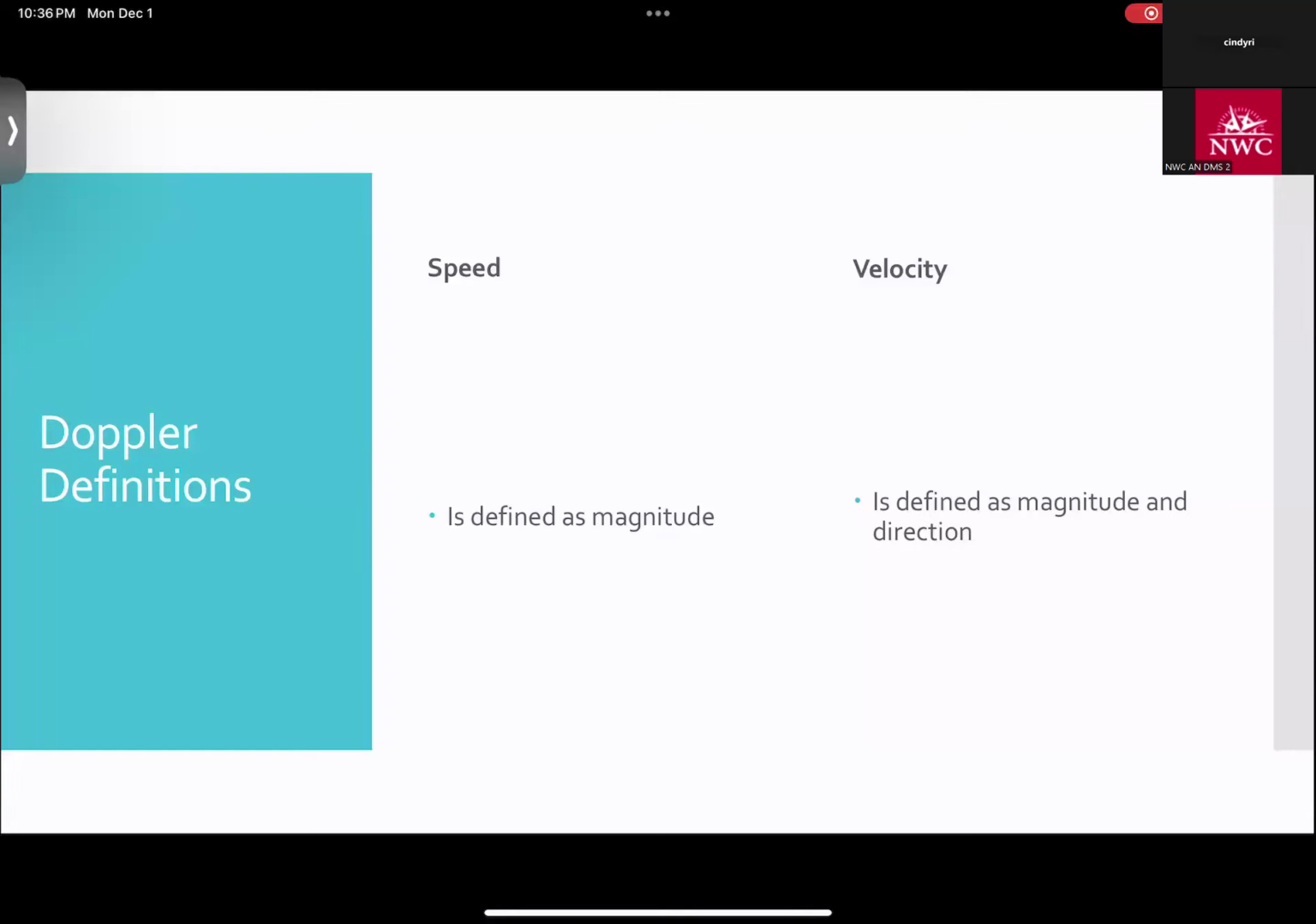One of the SPI questions is just making sure that you understand the difference in definition between speed and velocity. Speed is defined as just magnitude, whereas velocity is defined as magnitude and direction. Velocity is also described as speed and direction. The key word is direction is always there. So if the direction is there, it's velocity.